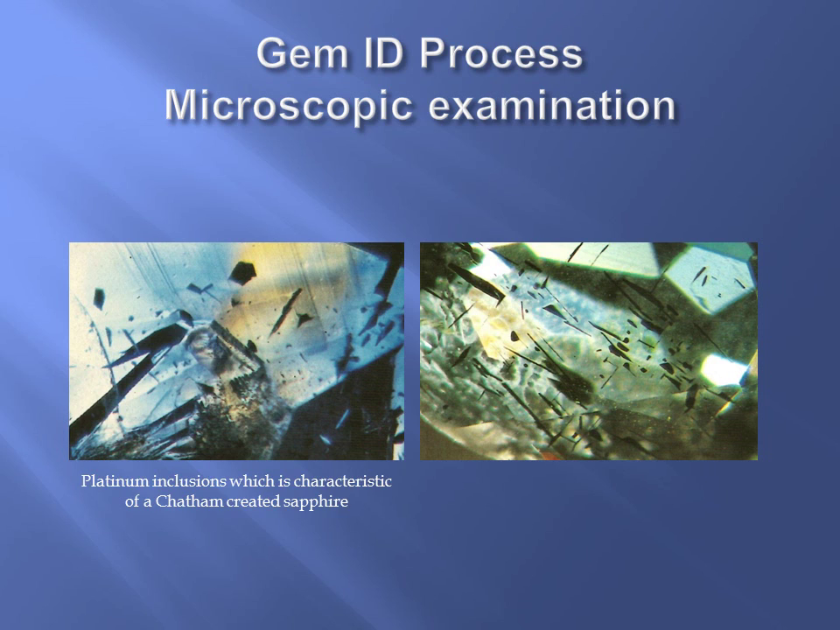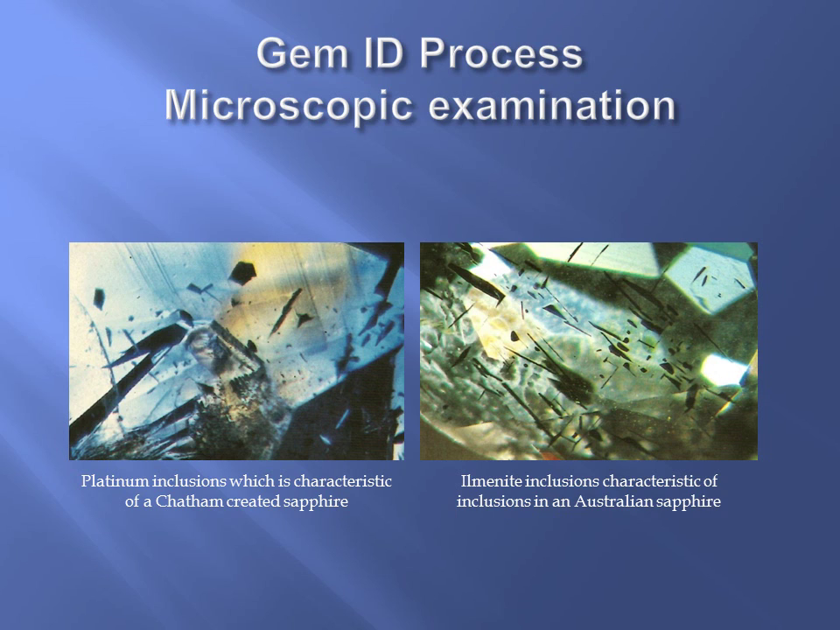or synthetic. In this particular stone, we have platinum inclusions, which is characteristic of a Chatham-created sapphire, one that's grown in a laboratory. You would not find platinum inclusions in a natural sapphire. And in this sapphire, we have ilmenite inclusions, which are characteristic of an Australian sapphire, from the Anakie area to be more specific.